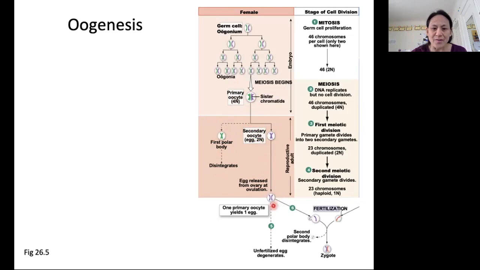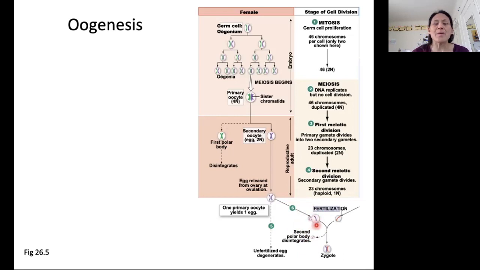We're going to follow that down here. And then we get our second cell division, which is going to give rise to the egg and a second polar body that's going to disintegrate. So that's another uneven division. You can see that right here. Here's the big egg, and then this is the polar body being formed.